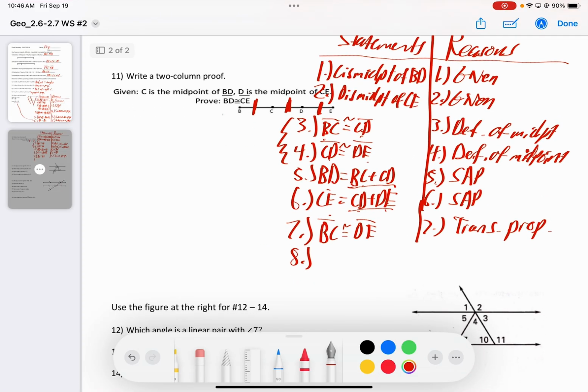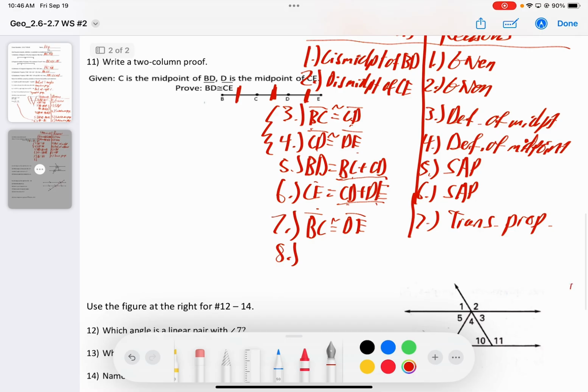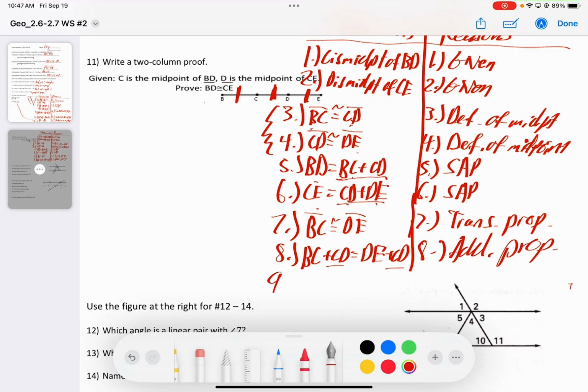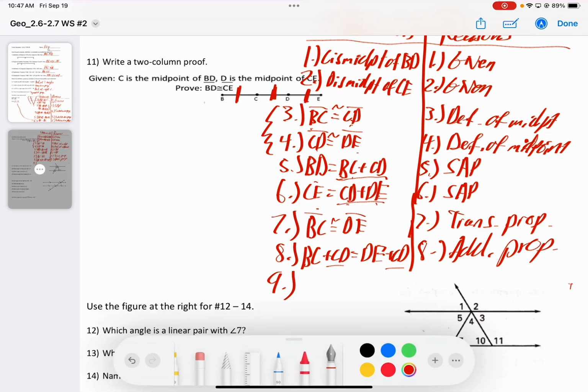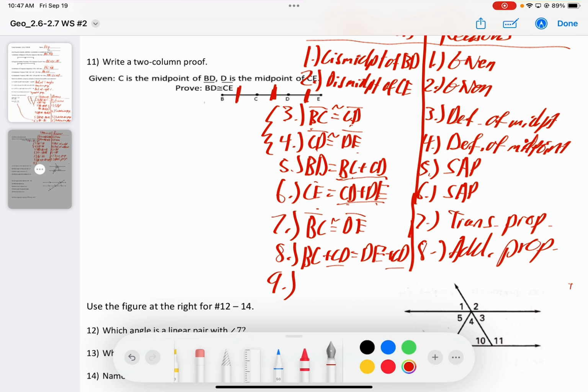All right, step 8. That's close to what I want. I want BC plus CD equals DE plus CD, or CD plus DE. So what I could do is add CD to both sides of that equal sign. So if I do BC plus CD equals DE plus CD, I'm adding CD to both sides. Do you guys agree? So then that's addition property. I have one more step. This one turned into a long one. There's probably a faster way I can do this one, honestly. But I have one more step.